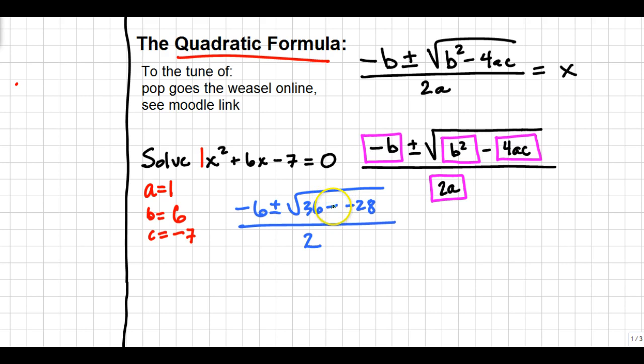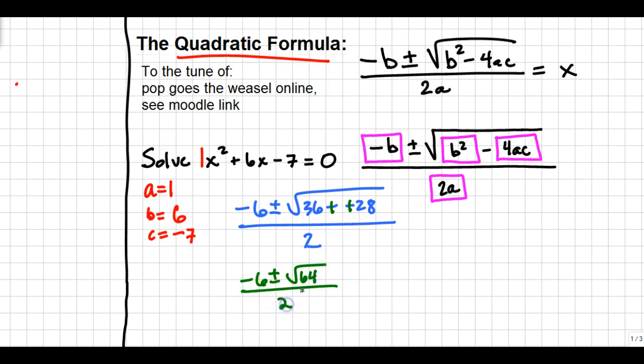Now let's talk about the fact that we're going to be subtracting a negative. Subtracting a negative is the same as adding a positive. So I'm going to go ahead and physically change that to plus positive. Now when I add, I have to do the order of operations here, so I need to deal with whatever's under the square root symbol next. 36 plus 28 gets me 64. So I rewrite everything else, but now under the radical sign I've got a 64.